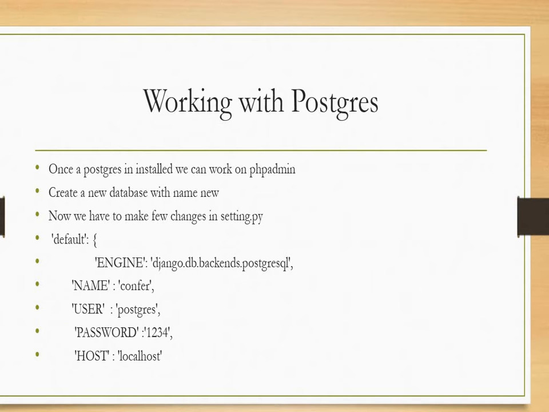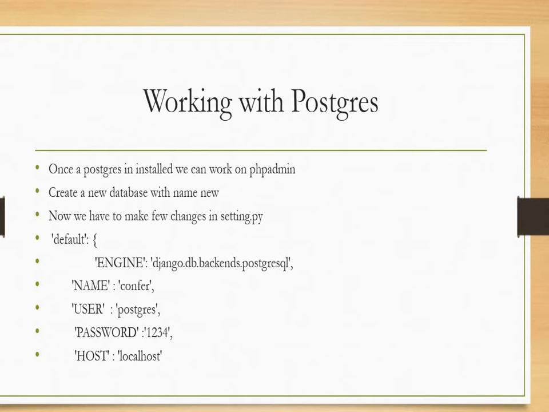Once this is done, I may need to make some changes. What changes are you going to make? I am going to make the changes in settings.py. I have to provide the path of the database. Here the engine is django.db.backends.postgresql. The name of the database is confo, the username is postgres, the password is 1234, and the host is localhost. The password you have given and the user will change according to you, and the database will also change according to you. The host is localhost.